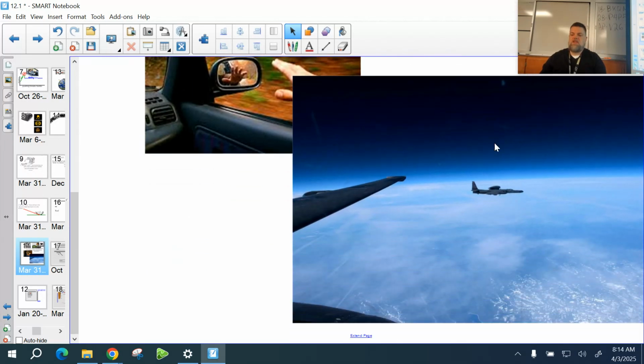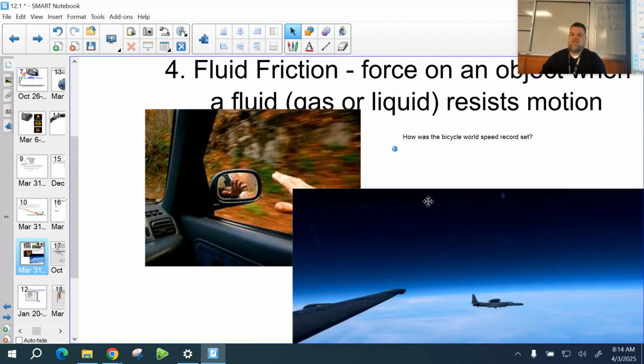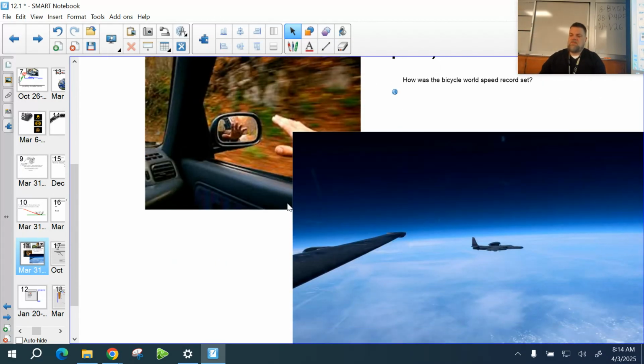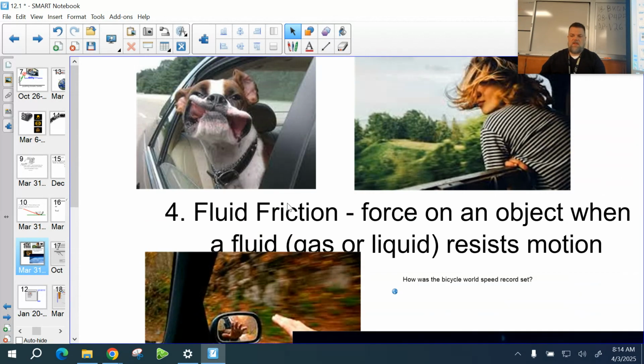Now, something that goes really fast, like a jet, is going to run into a lot more fluid. And remember I said yesterday I like to stick my hand out of the car window. Can I move on to the next slide? How many of you guys drew a picture of the dog?